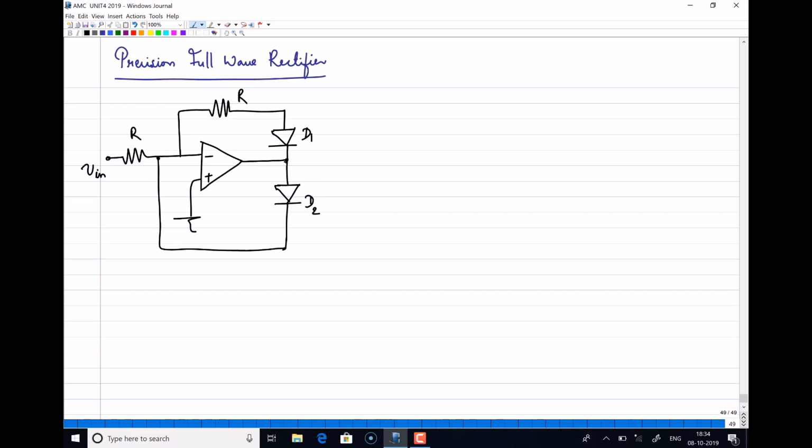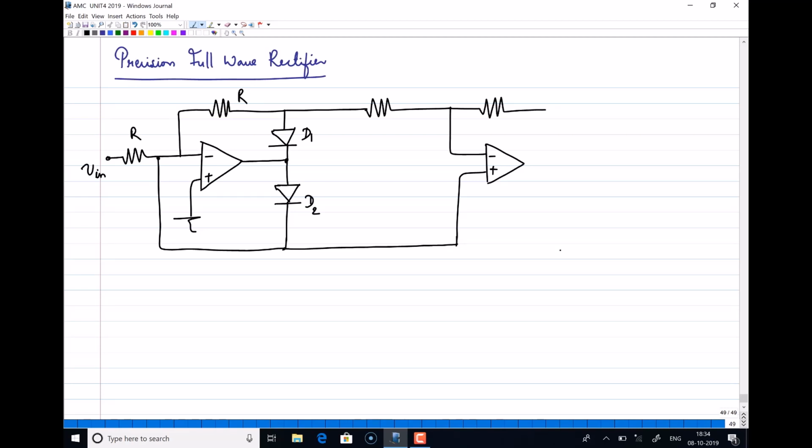Right, so this is the first stage. Again from this stage we'll connect towards one more stage of op-amp. This is minus and plus, and this is your output voltage. Again these are connected using two resistors R and R. You have one more resistance over here. So this is the basic circuit for doing full wave rectification. Let me explain how this circuit works. I'll mark this voltage as V1 and this as V2.